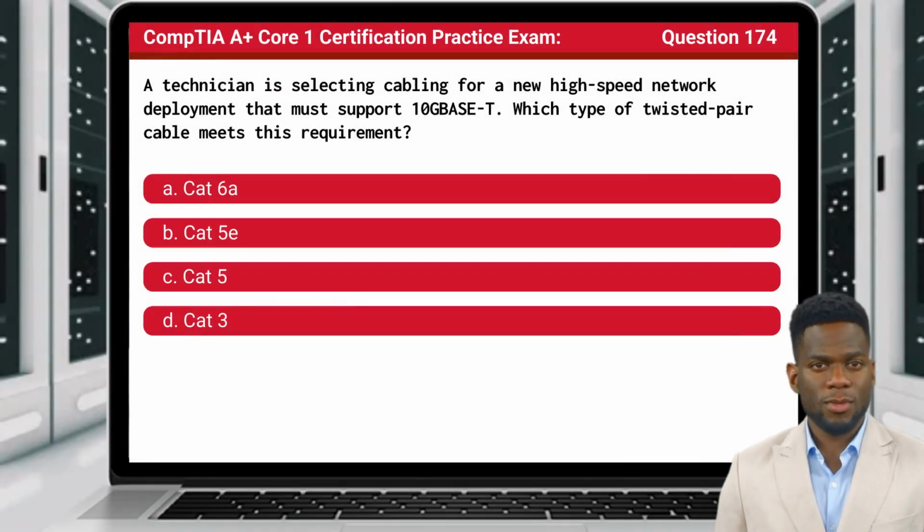Question 174. A technician is selecting cabling for a new high-speed network deployment that must support 10GBase-T. Which type of twisted pair cable meets this requirement?